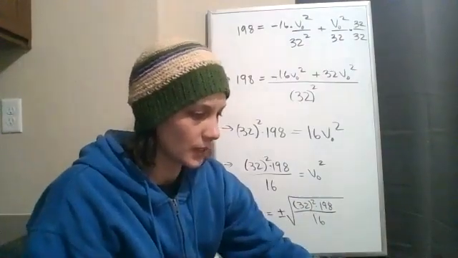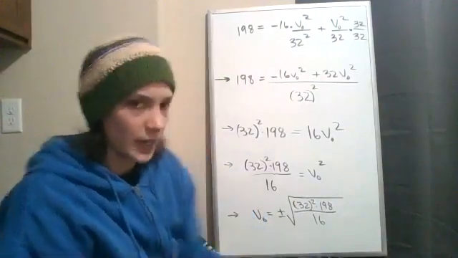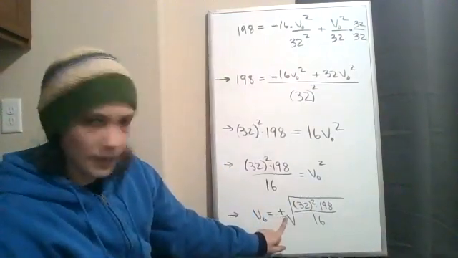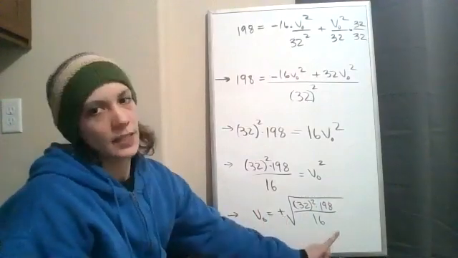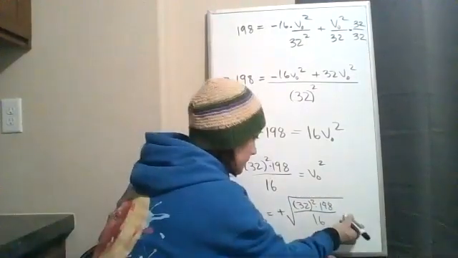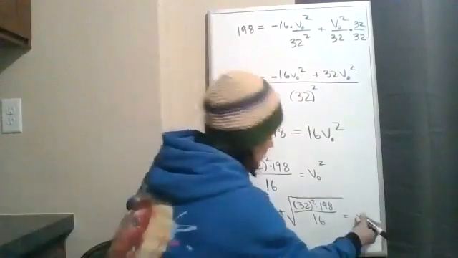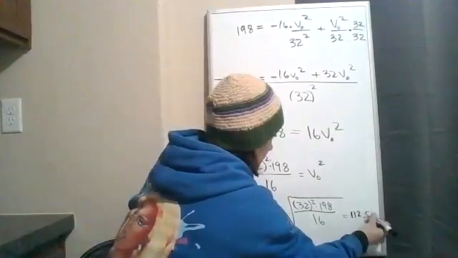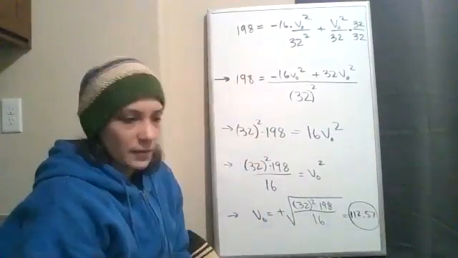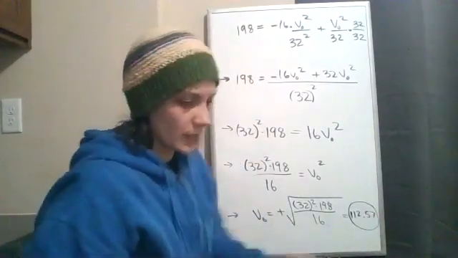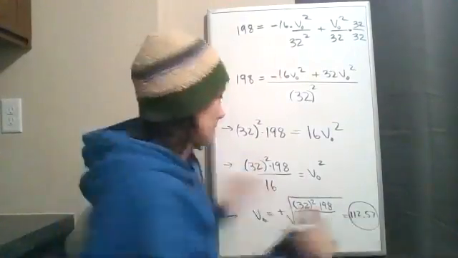Square root it. So I'm just going to erase the minus sign. Like I said, velocity will be a positive number. And what I got in the calculator was 112.57 feet per second. Velocity is in feet per second.